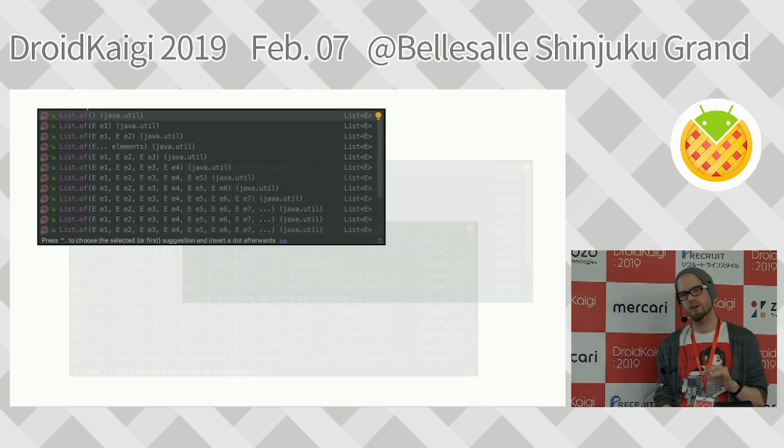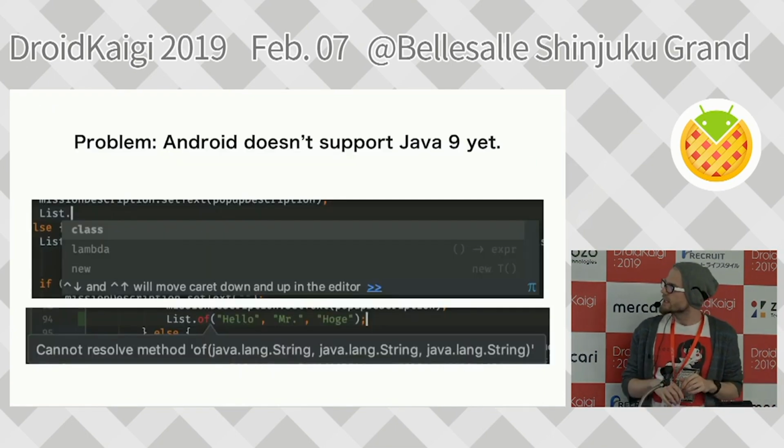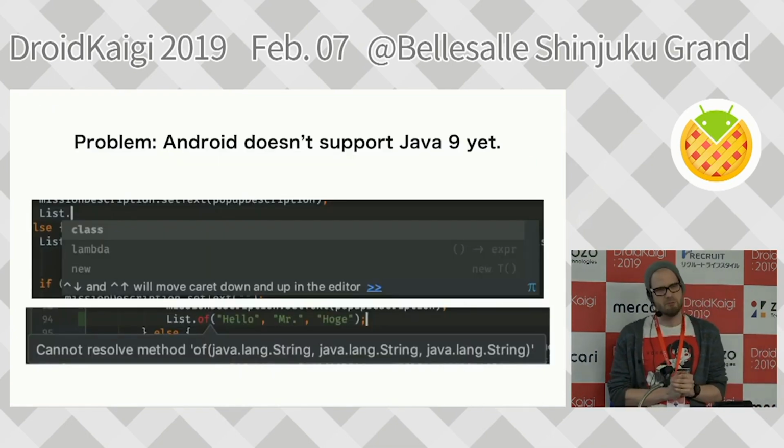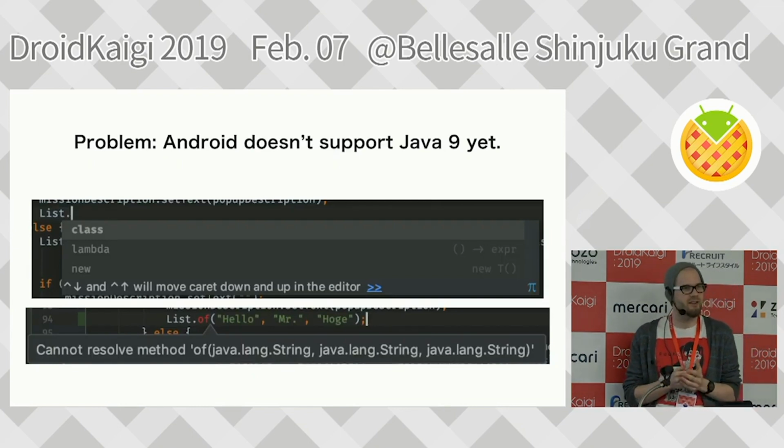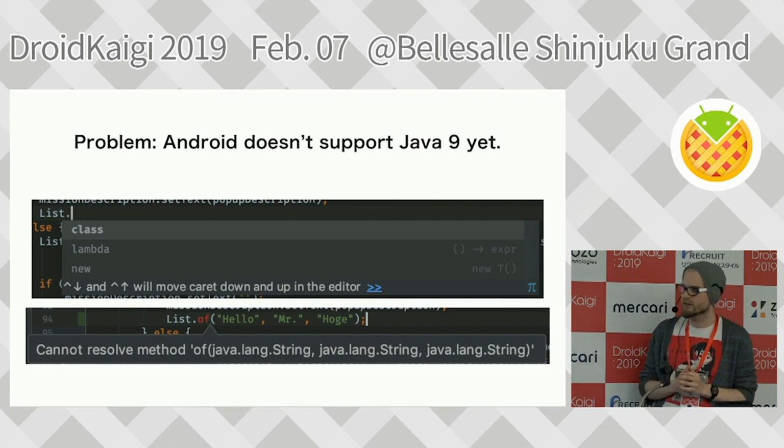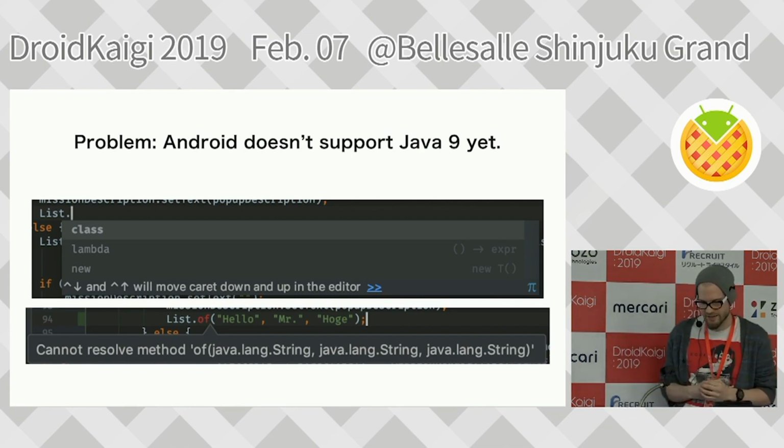So we want to backport list.of. Now here's the problem though. Android doesn't support Java 9. I just said that, didn't I? So if I write that in my Android Studio, it just cannot resolve it. It doesn't compile. Even if the syntax on the bottom is correct, it will not let me compile this.